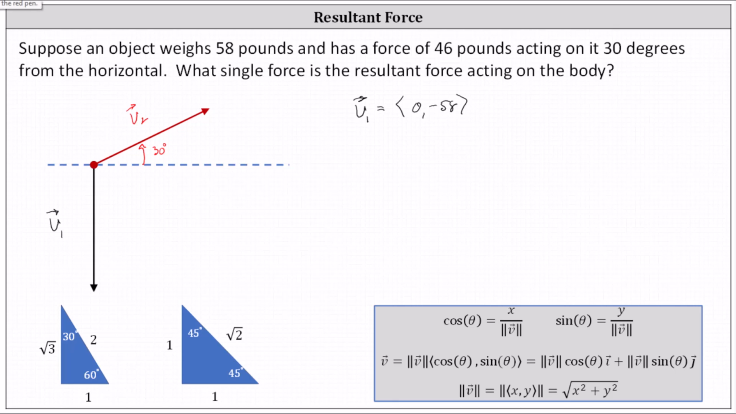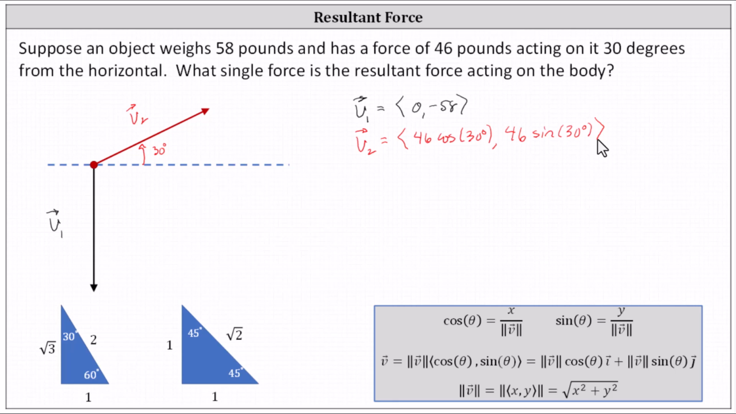And now let's work on determining the components of vector v sub 2. The force is 46 pounds, we know the magnitude is 46, and the direction is 30 degrees from the horizontal, which indicates in our notes theta is 30 degrees. This indicates the x component is equal to the magnitude of 46 times cosine 30 degrees, and the y component is the magnitude of 46 times sine 30 degrees.